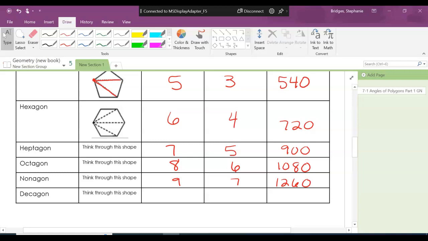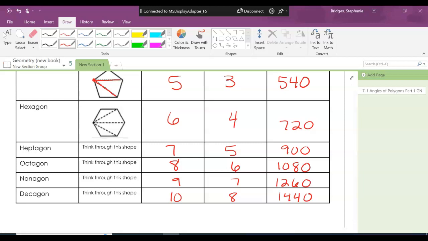What about a decagon? How many sides would that have? 10. So how many triangles would that be? 8. And that would give me a total of... so if I can figure out how many sides a polygon has, I can figure out how many degrees it has because I can figure out how many triangles it has, correct? So it's the number of sides minus 2 gives me, and then times what? How much does each triangle have?